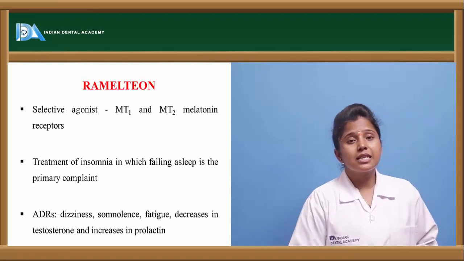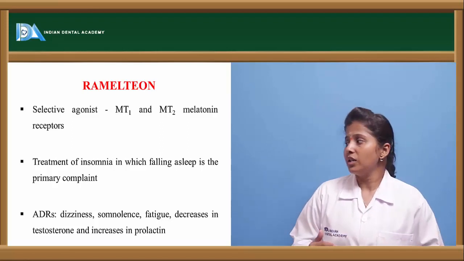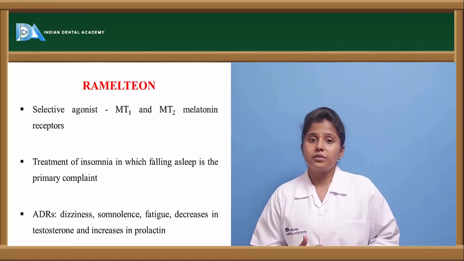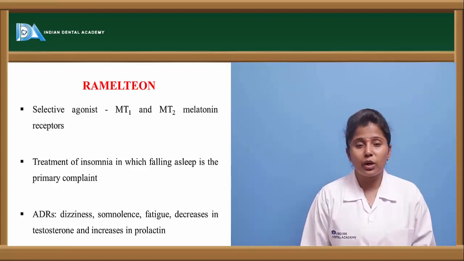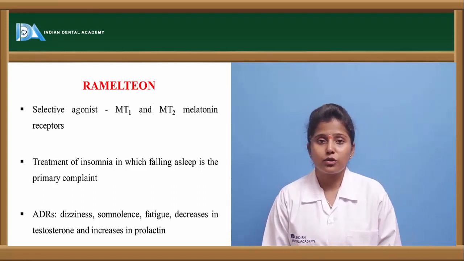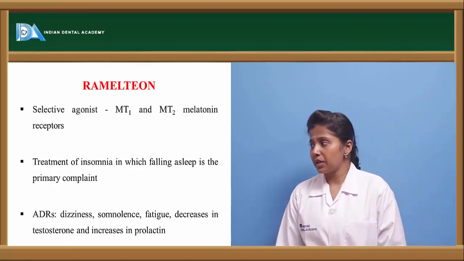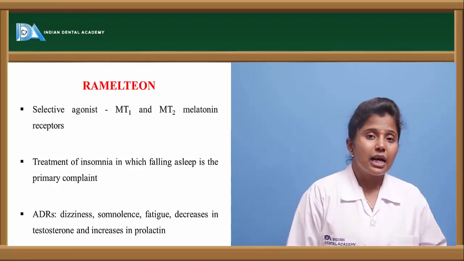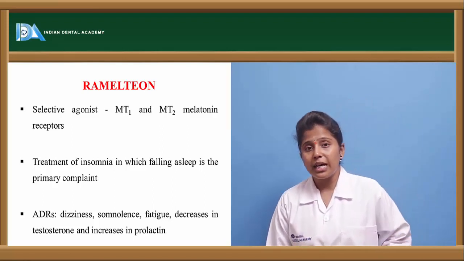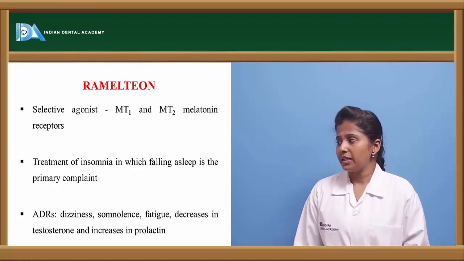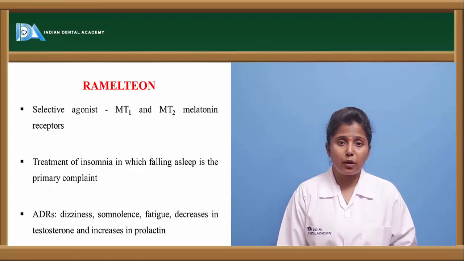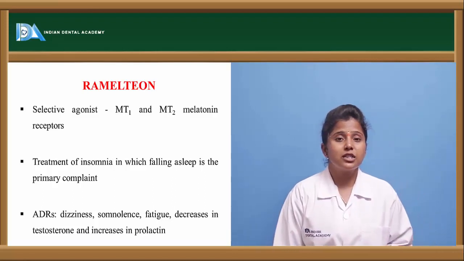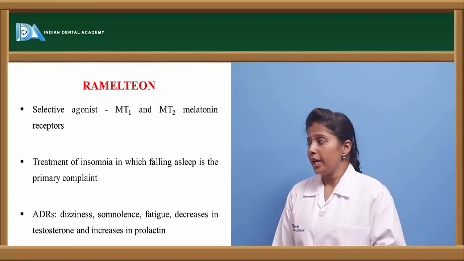The other drug is Ramelteon. Ramelteon is a drug used as a hypnotic, and it is a selective MT1 and MT2 agonist. These are melatonin receptors present in the body, and it binds to the MT1 and MT2 receptors. It is used in the treatment of insomnia. It does not have many pharmacological actions. The only action is to induce sleep or to treat insomnia.